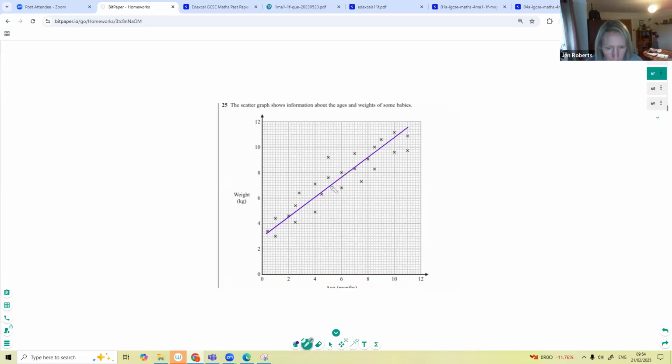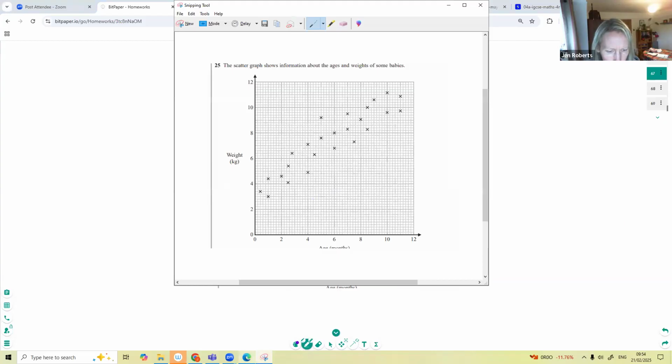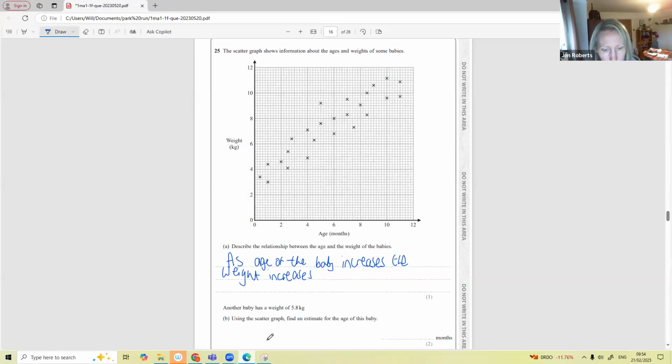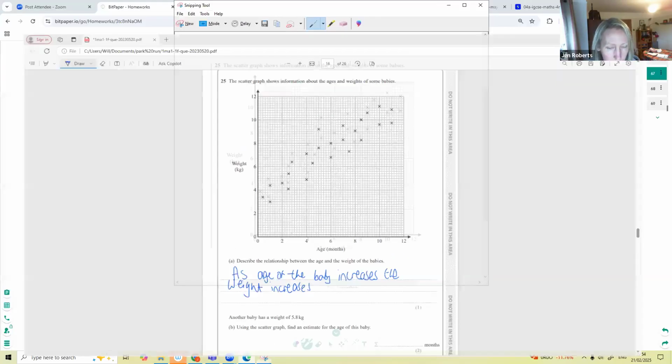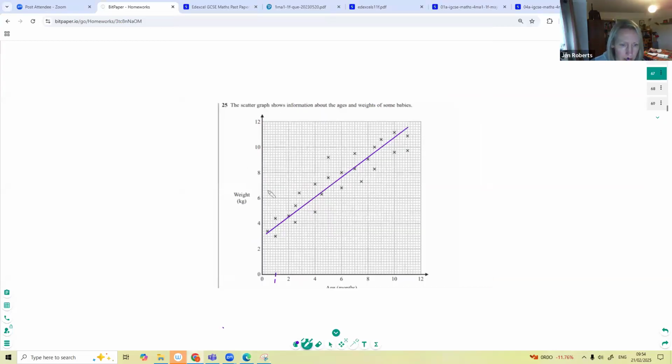Now again, just check the scale of your graph here. That's age 1 month. So can you see it's going up in 0.2s here. Let me just go back to this. I can't remember the question now. Oh no, the baby has a weight of 5.8 kilograms. Sorry, so we need 5.8 on the y-axis. But again, it is going up in 0.2. So where's 5.8?